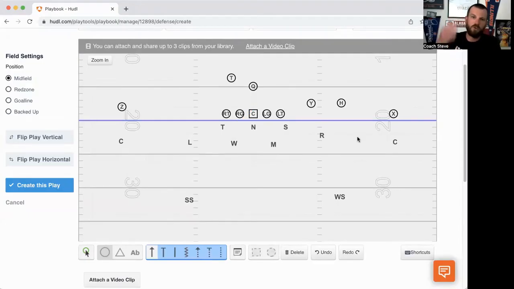If you want the nose and the tackle to stunt now, with the nose going first, you could call this a NET. Starts with an N, ends with a T.